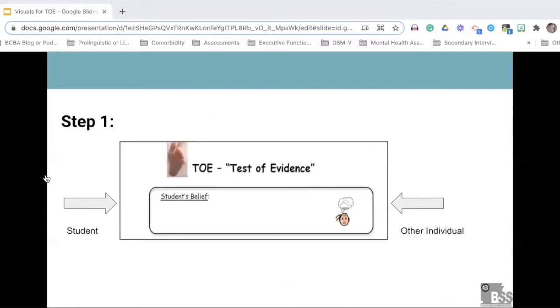Let's start with the belief statement. What they do here is the students generate their own statement that is about their perception of their belief. They also are responsible to hear and paraphrase the belief statement from the other person as well.